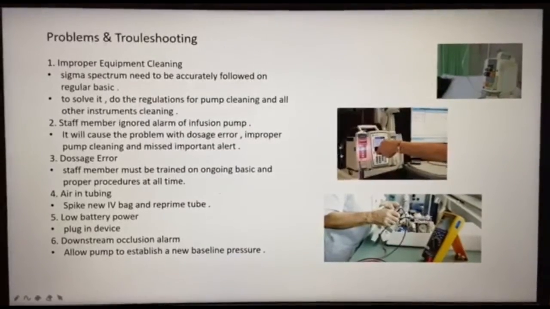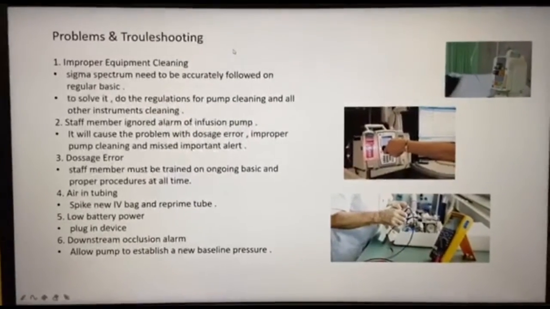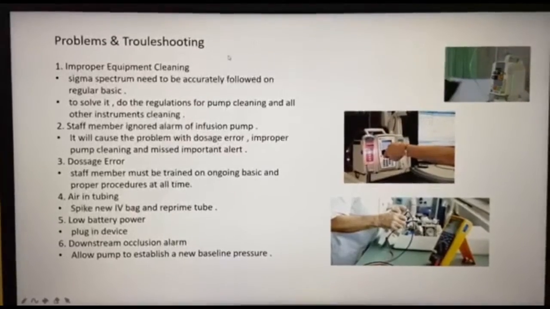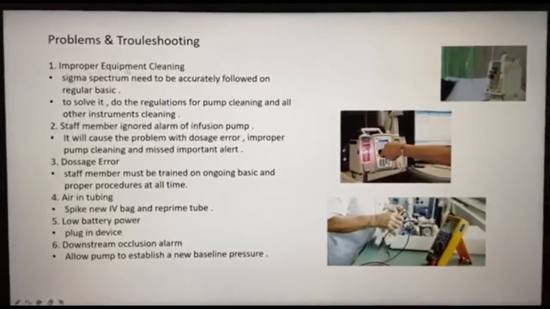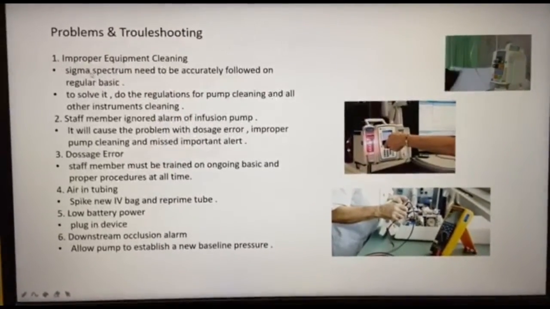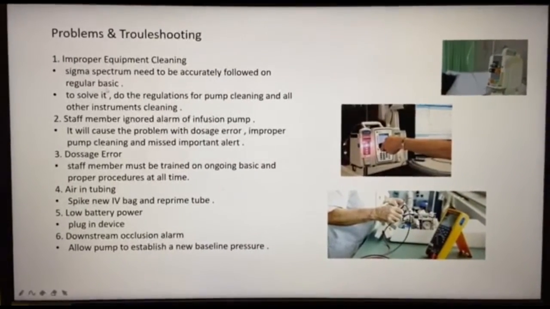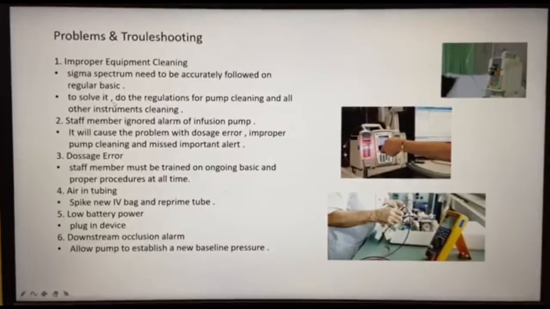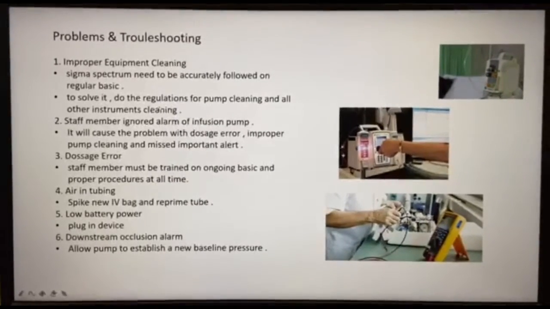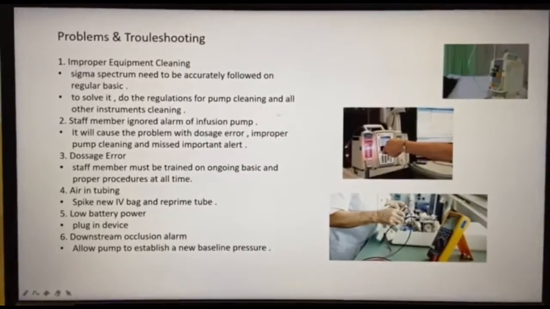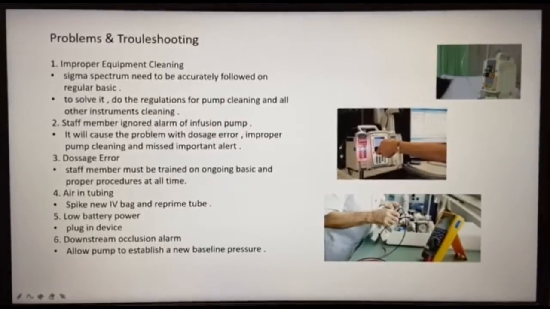Okay, for the problem and troubleshooting of infusion pumps, first is improper equipment cleaning. Cleaning procedures need to be accurately followed on a regular basis. To solve this problem, we need to do the regulation for pump cleaning and all other instrument cleaning.